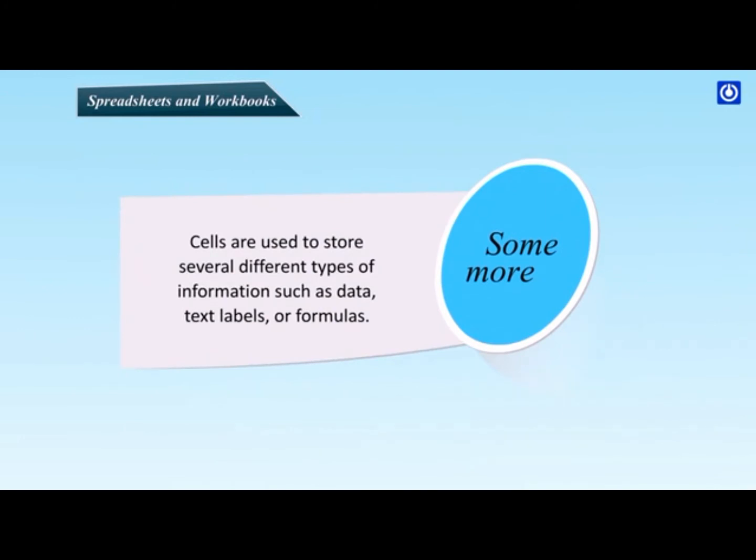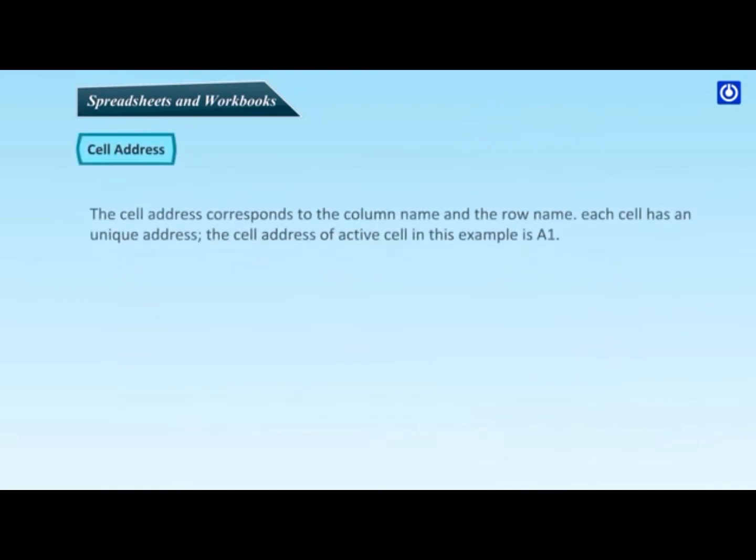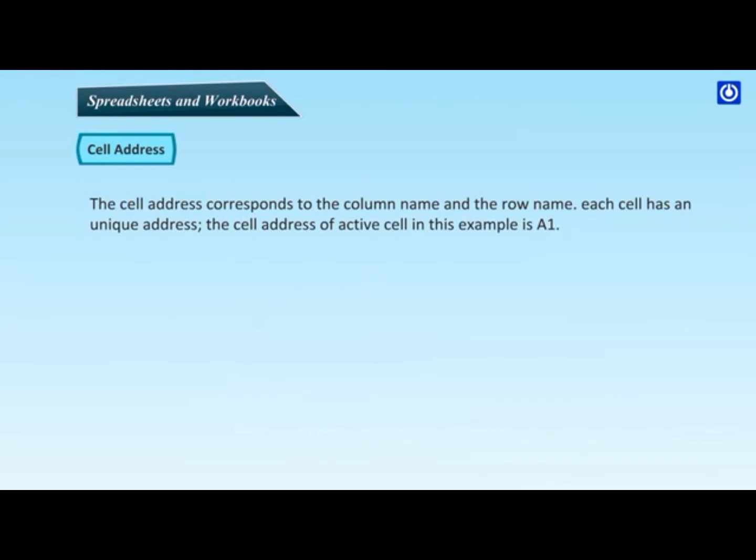Some more. Cells are used to store several different types of information, such as data, text labels, or formulas. Cell address. The cell address corresponds to the column name and the row name. Each cell has a unique address. The cell address of the active cell in this example is A1.